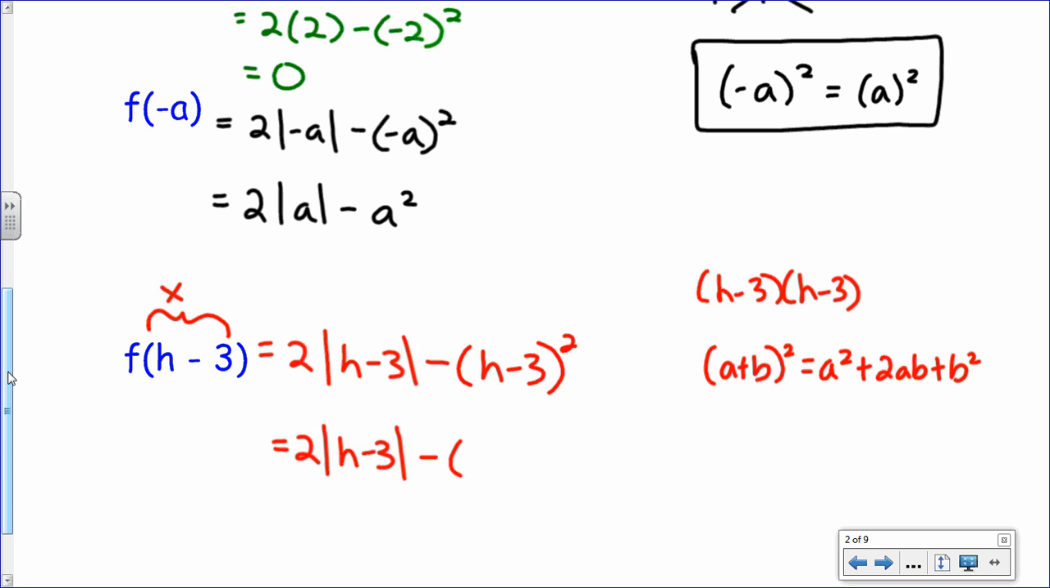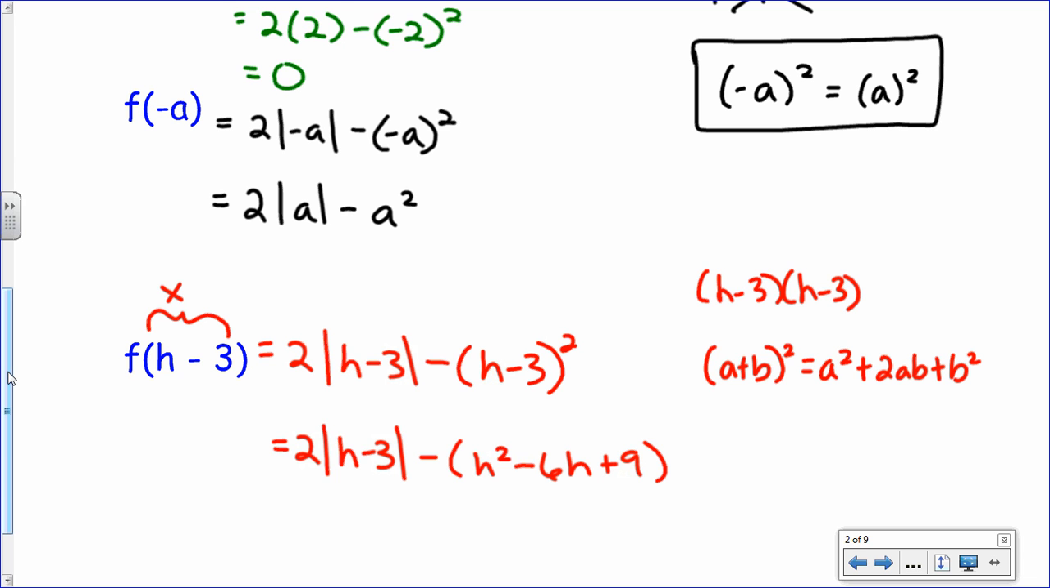All right, so if I use the shortcut, it's h squared. Okay, now I need 2ab. So ab is negative 3h times 2 is negative 6h. And then b squared, so negative 3 squared is positive 9.